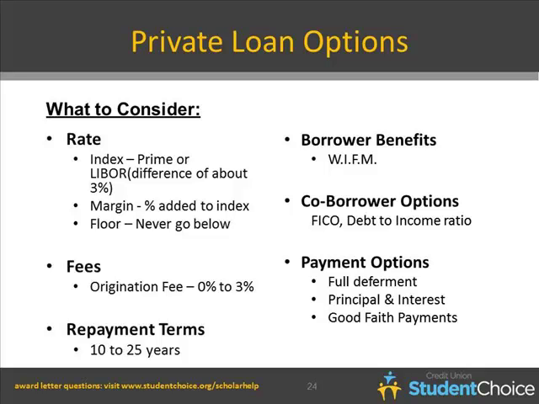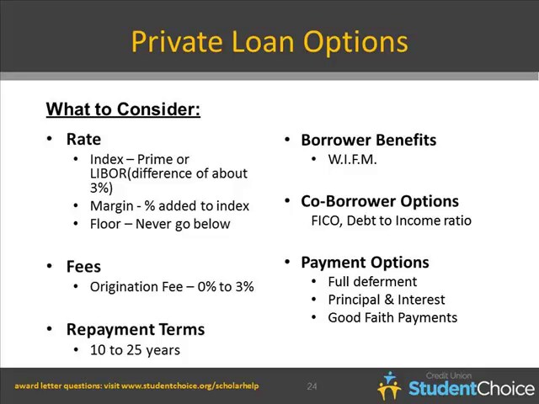So I might say to you, my student loan rate is prime plus 4%. And what this means is you're going to pay the prime rate, which is currently 3.25%, plus 4%. So your rate will be 7.25%. Or as a lender, I could express it as LIBOR plus 4%. LIBOR is currently, I believe, at 0.21. So if I'm telling you LIBOR plus 4%, your rate's going to be 4.21%.